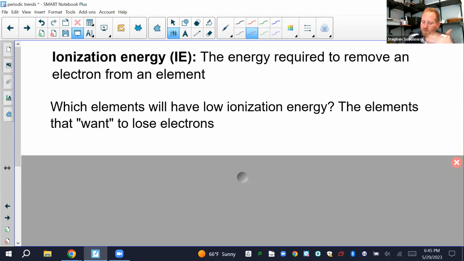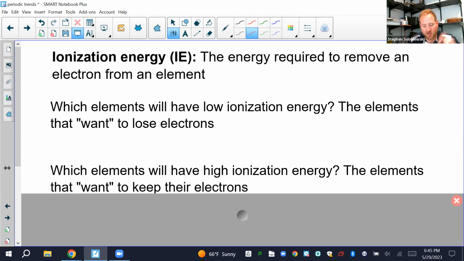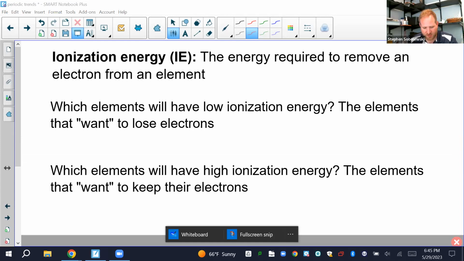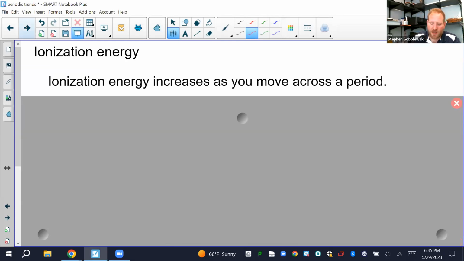So I kind of said this here, which elements will have low ionization? It's going to be the elements that want to lose electrons. Which elements will have high ionization energy? The elements that want to keep their electrons. So ionization energy is going to increase as you move across a period. So from left to right, it's going to take more energy to remove the electrons from the elements.